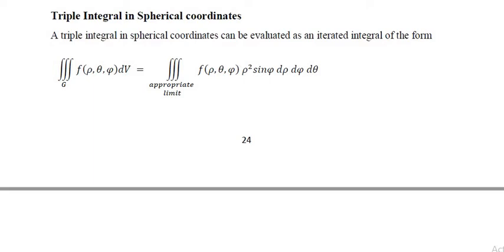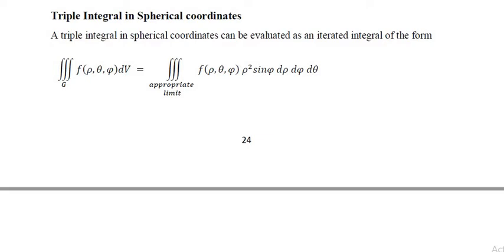A triple integral in spherical coordinates can be evaluated as an iterated integral of the form: triple integral over G of f(rho, theta, phi) dV, which is equal to the triple integral with appropriate limits of f(rho, theta, phi), where dV is replaced by rho squared sin phi d rho d phi d theta.